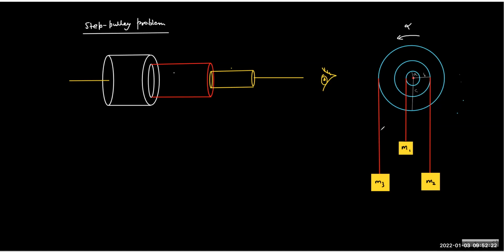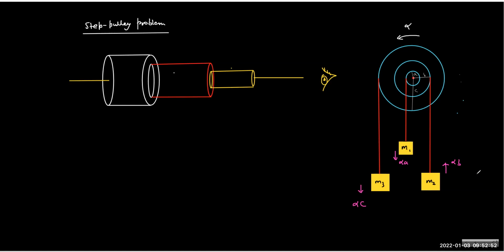So, what is the acceleration of M3? If alpha is the acceleration assumed, how will M3 go? It will go down or up? Down, and the acceleration will be alpha into C. What about M1? M1 will also go down, alpha into A. M2 will go up, alpha into B. So I think the acceleration part is pretty easy.